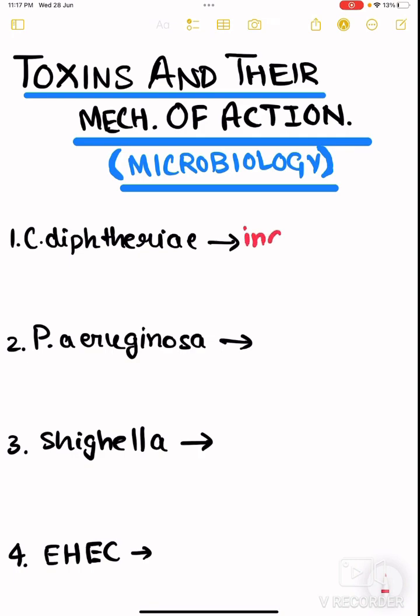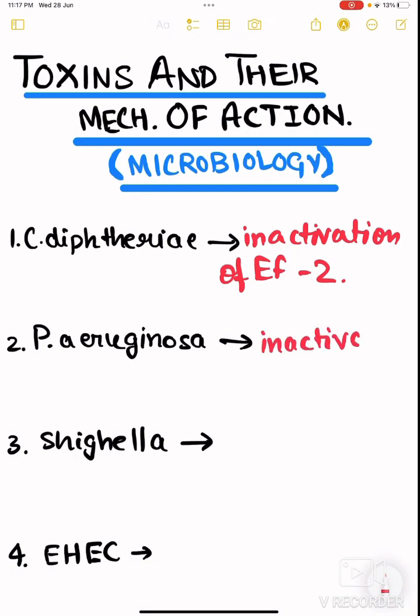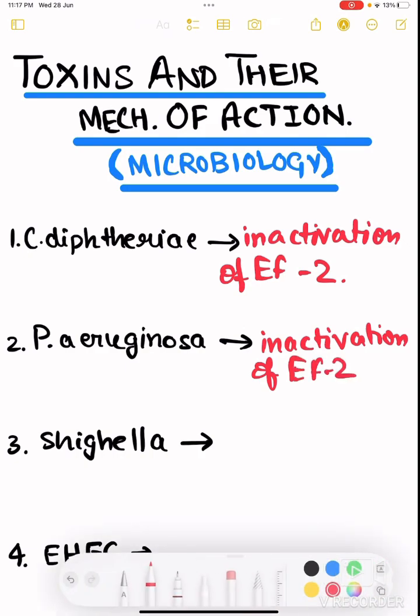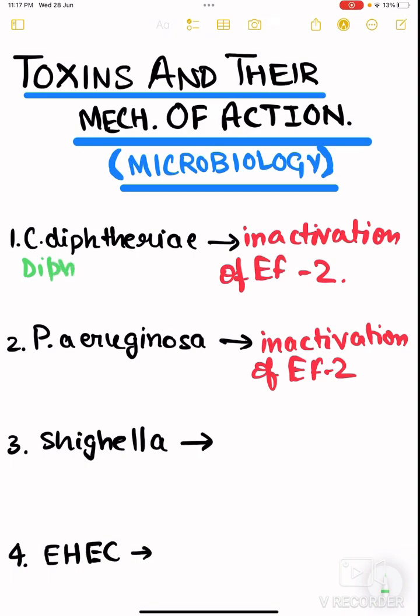And what is the mechanism of action? It acts via inactivation of elongation factor 2. Right. For Pseudomonas aeruginosa, same as above, inactivation of elongation factor 2. What is actually the toxin? Here it is diphtheria toxin, and the toxin name in Pseudomonas aeruginosa is exotoxin A.